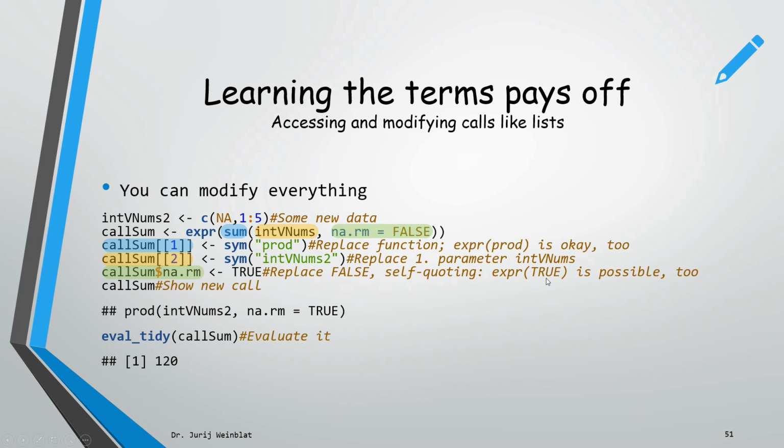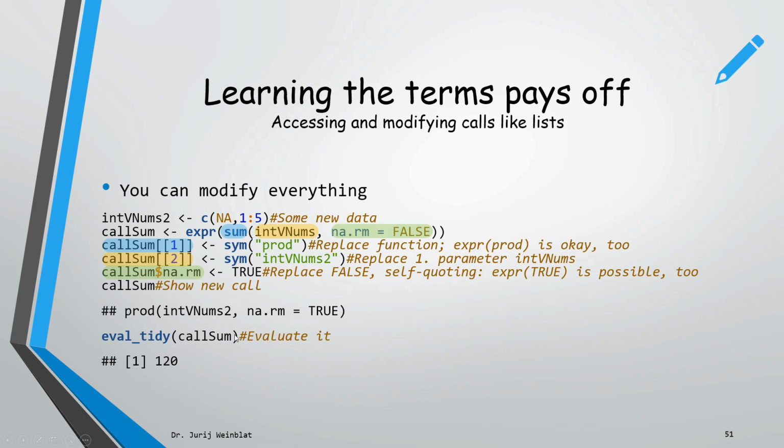It is also possible to write expression of true, as we did it here, but it's actually not necessary, because if you remind yourself of a previous chapter, expressions or constants are self-quoting, so you don't need to write it and you can just write true, and it works as well. Let's now have a look at what we get as an outcome, and now you see that the sum has become a product. Int v nums is now int v nums2, and we have changed the parameter NA removed from false to true.